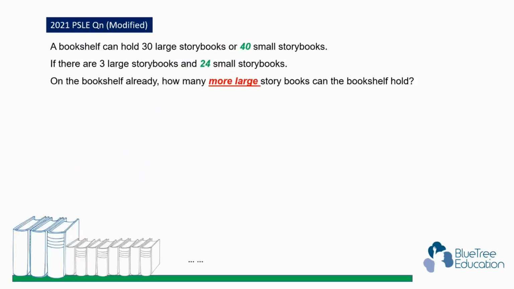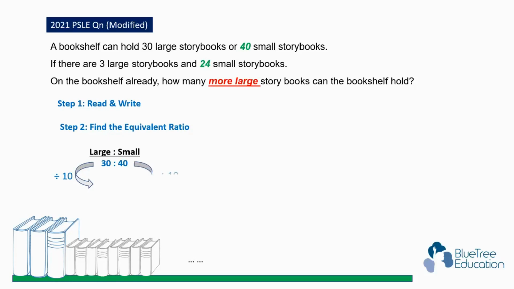Now level 2 says that the shelf can hold 3 large storybooks and 24 small storybooks. Read and write tells me that I need to write down that information of 30 to 40, find the equivalent ratio, always. You can almost memorize this step. It always happens. Reduce all ratio to the lowest form. So it will be 3:4, okay?